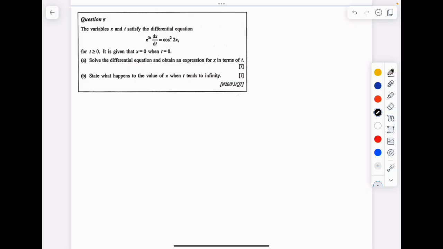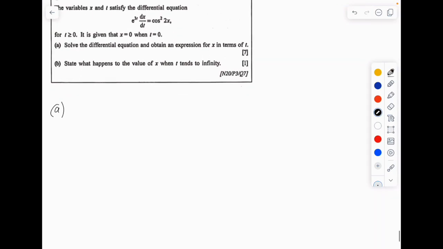Right, guys, now for question 6, I'm going to say the following. Variables x and t satisfy a differential equation. x equals 0 when t equals 0. Solve the differential equation and obtain an expression for x in terms of t. Alright, so how do we go about doing this, guys? First thing we're going to do is write it out.